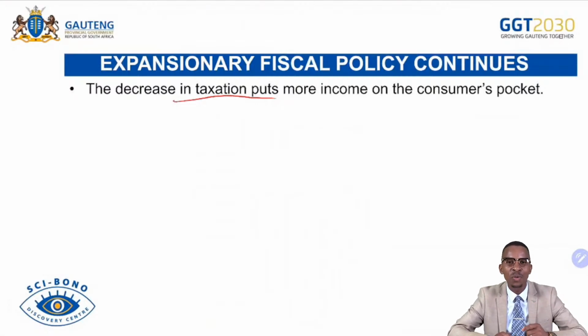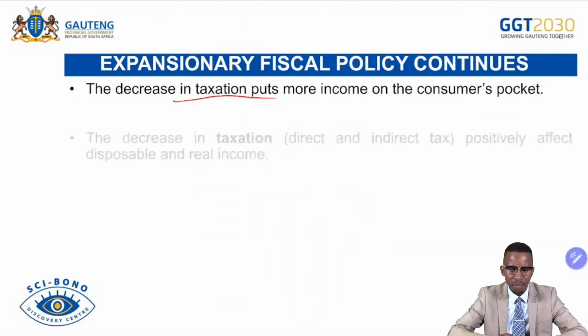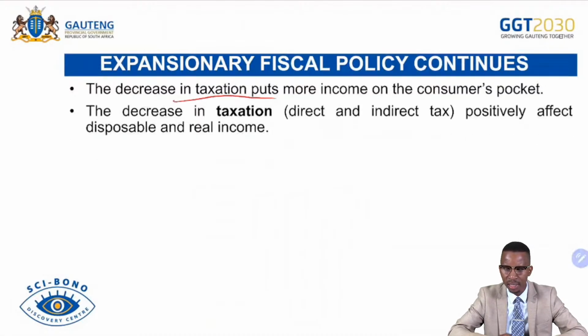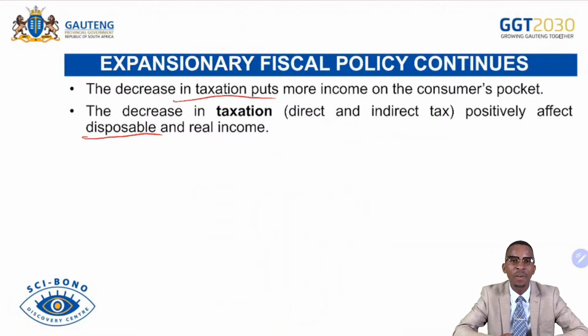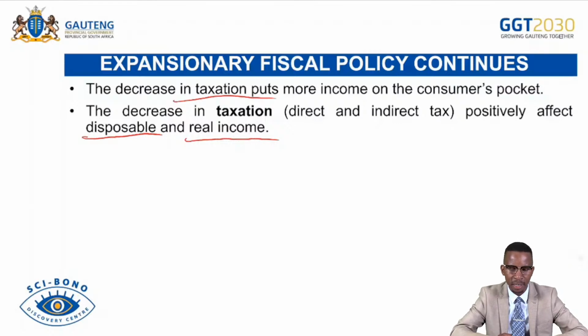Real income refers to the quantity of goods affordable with the given or available income. So if ever value-added tax has been lowered or decreased by the government, that will lead to more demand for goods and services. The decrease in taxation, direct and indirect tax, positively affects disposable and real income. Remember, what affects disposable income is the decrease of direct taxes, and then real income is the decrease of indirect taxes, such as value-added tax.